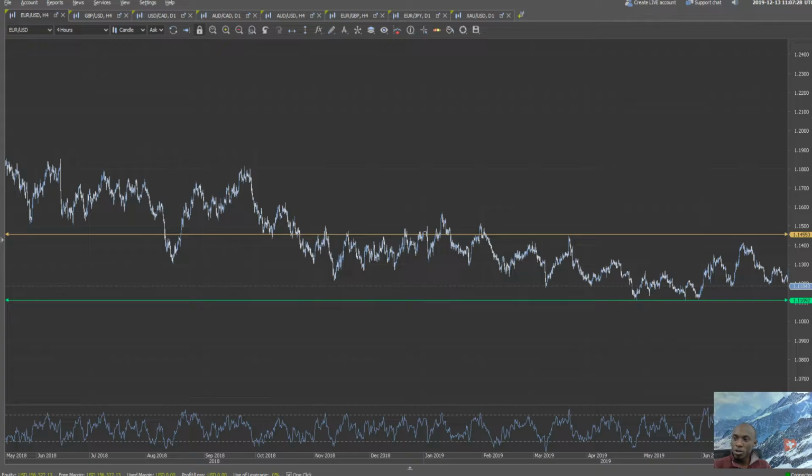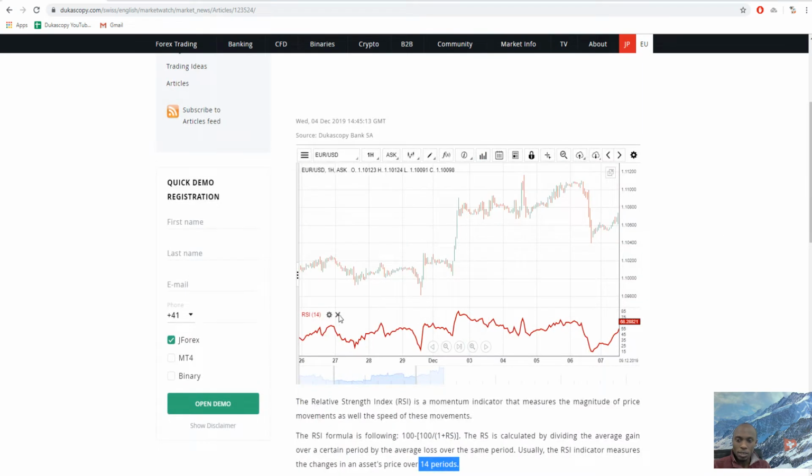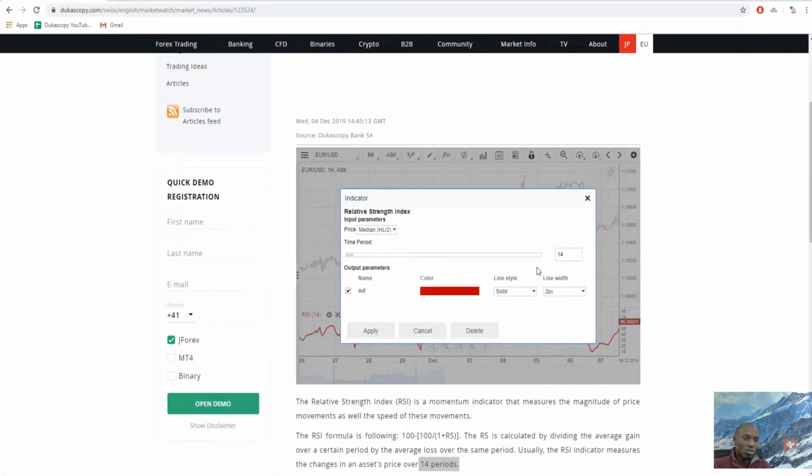But before I explain in practical terms, I'll bring back the article. You can find it on our website, and you can see the calculation. The ROS is calculated by dividing the average gain over a certain period by the average loss over that same period. The traditional number of days is 14 days. That is the traditional setting of the relative strength index.